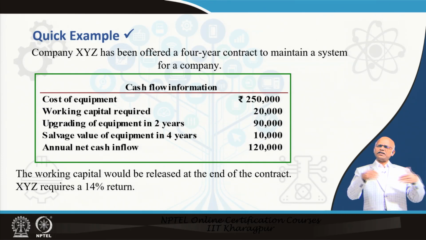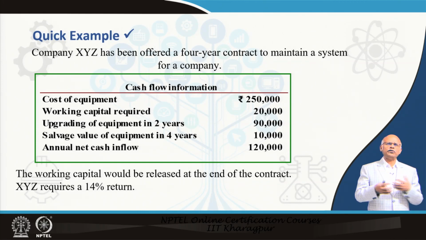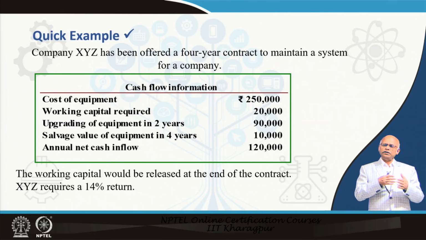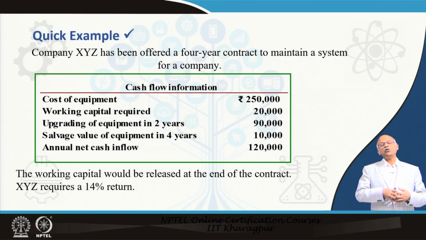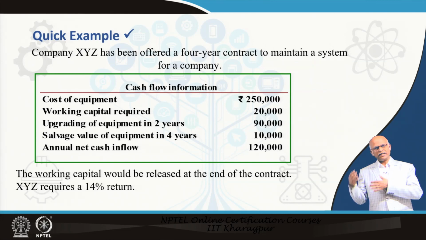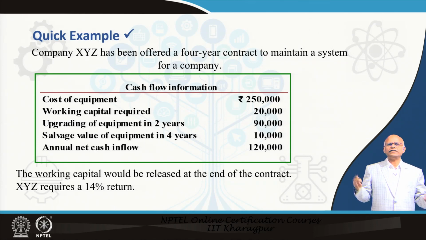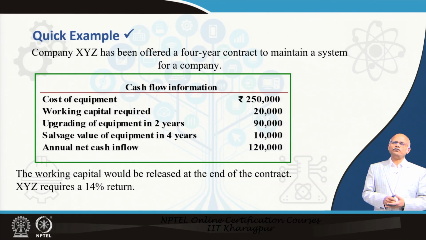Then you foresee that after 2 years you may have to invest another 90,000 rupees for overhauling your equipment or something. It's just to bring in some kind of a twist in the whole issue, because in the future, in a real world situation, you will have many cash inflows and many cash outflows. So, that is just to show that there may be a cash outflow at some point of time. So, upgrading of equipment after 2 years is a cash outflow.